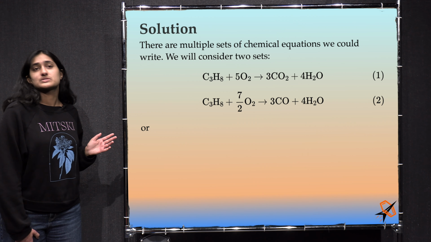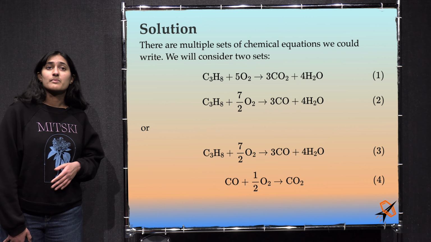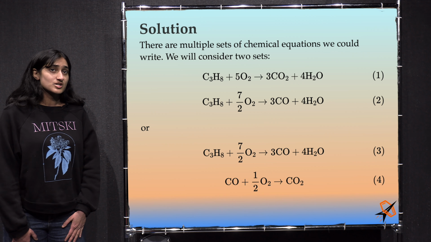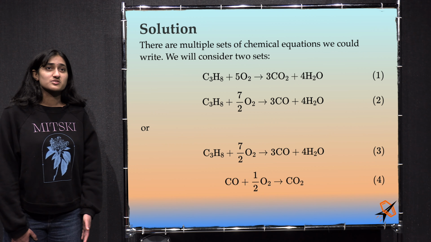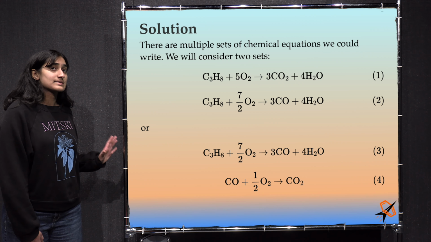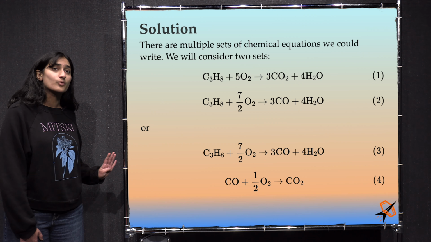The other set of equations we're going to look at is propane plus 7/2 oxygen goes to 3 carbon monoxides plus 4 waters, and we're calling this equation 3. I know it looks just like equation 2, but calling it equation 3 will make it a little cleaner when we're writing things down. And the second equation in the second set is carbon monoxide plus 1/2 oxygen goes to carbon dioxide, equation 4.